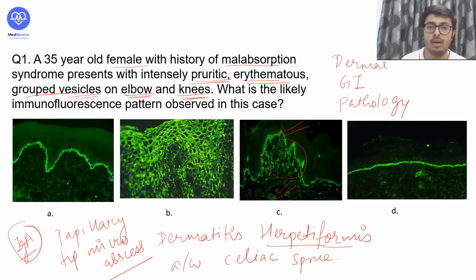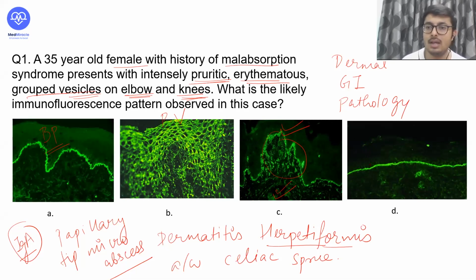Now, before going to the description of this condition, let us evaluate what these three other options are, right? So basically, this is a linear pattern. This is also a linear pattern, right? But this is along the interface of dermis and epidermis, which is classically seen in bullous pemphigoid, right? So this is the classical immunofluorescence image of bullous pemphigoid, right? Then this is a fishnet appearance. This is a fishnet appearance which is classically seen in pemphigus vulgaris and the other type of pemphigus, right? So pemphigus vulgaris shows this fishnet immunofluorescence pattern.